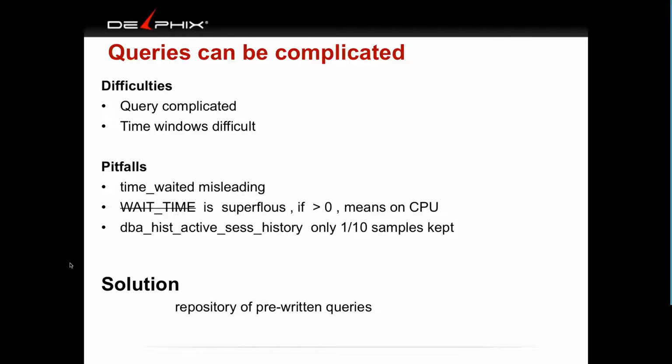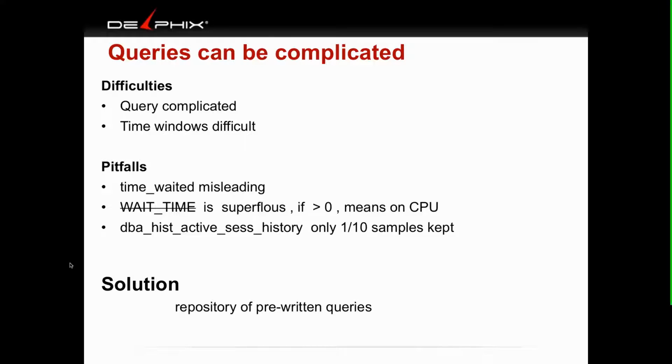Pitfalls. Some of the fields, time waited is misleading. I wouldn't use it unless you really know what you're doing. Wait time is superfluous. Really what Oracle is using wait time for is as a decode for what state we're in. If it's greater than 0, it means we're on CPU. If it's 0, it means we're waiting. But there's already a column that tells us that, so we just forget that field. I wish they didn't put it in there.